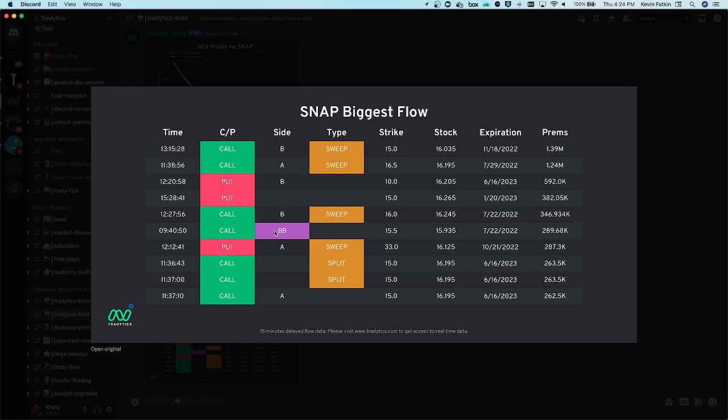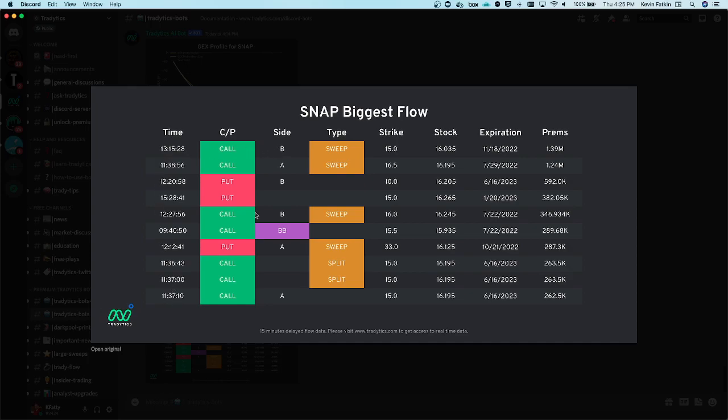Now if we see below bid, then we can be confident that it has a higher chance of being call selling, because not only was it bid side, but it was actually below the bid price, meaning chances are that could have been some aggressive selling there. And then if you see AA, which is above ask, that typically indicates aggressive buying. So that's how I'm making this distinction.